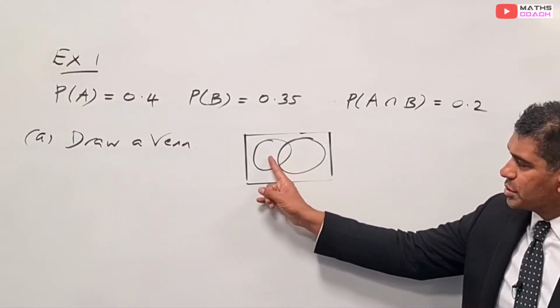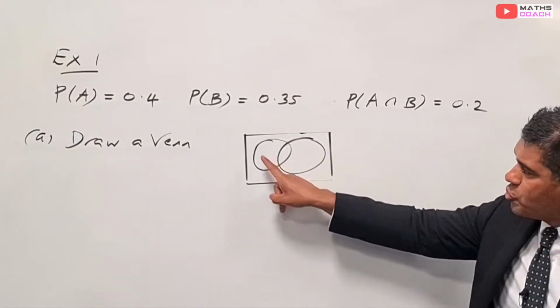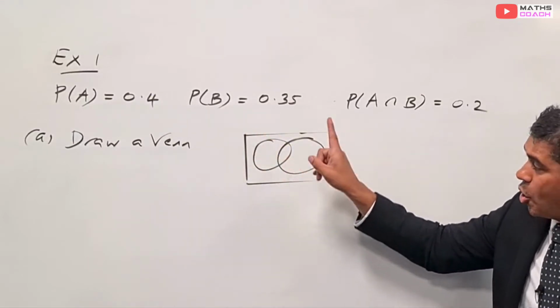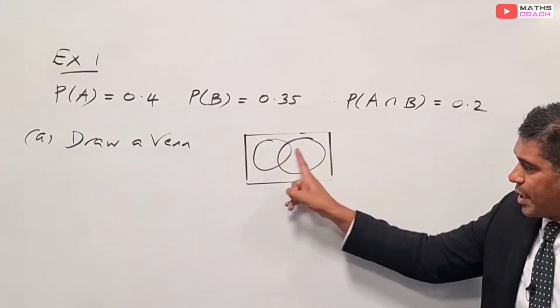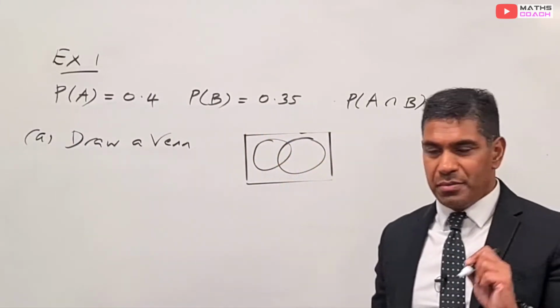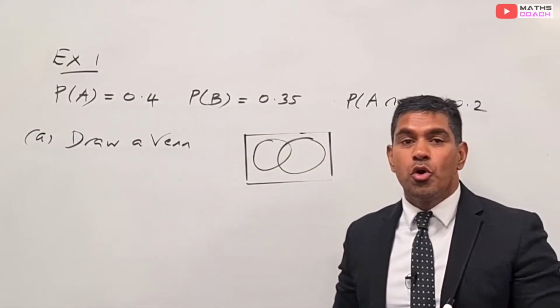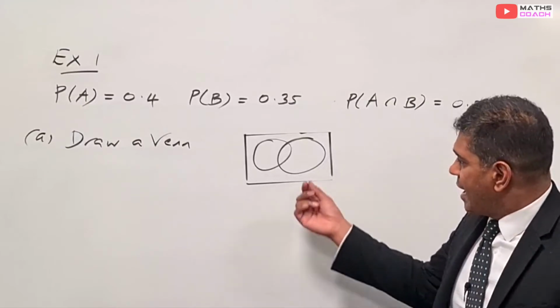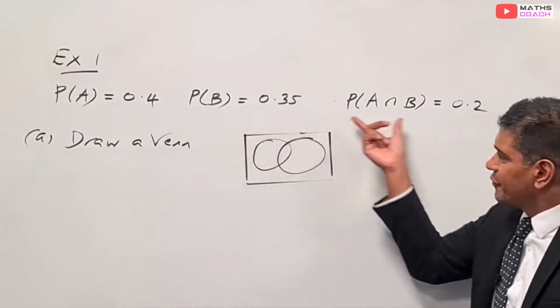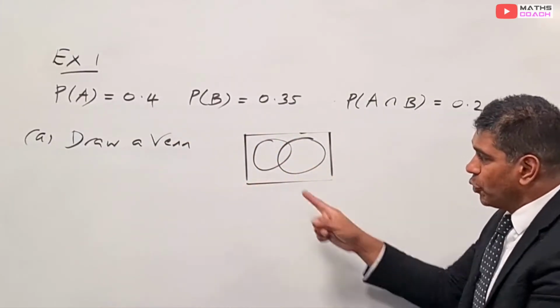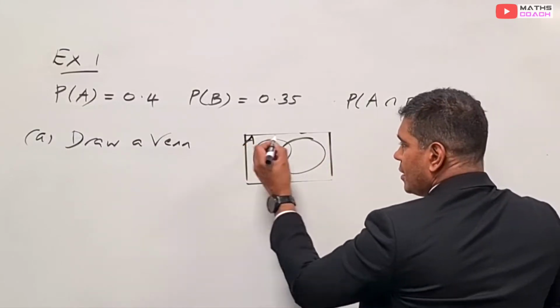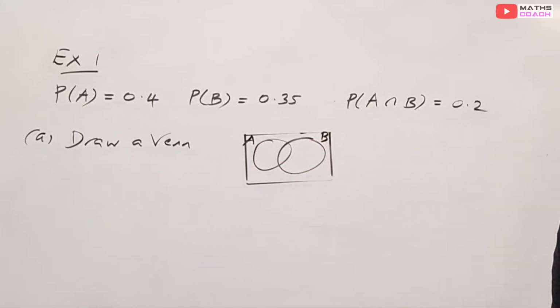But as far as you're concerned, by default, when you draw events A and B on a Venn, always interlink them. The only time you disengage those two circles is when you see the words mutually exclusive. And because we don't see the words mutually exclusive at this point here, by default, A and B will be connected. So we know from here, A and B is 0.2.